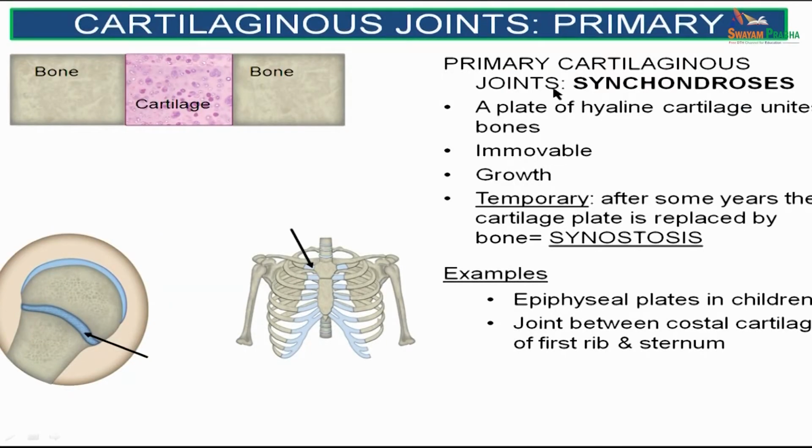So, the primary cartilage joint or the synchondrosis, in which we have two bones joined by a plate of cartilage. These joints are immovable, they allow growth and they are temporary. That means, after some years the cartilage plate is replaced by bone. This procedure in which the cartilage plate is replaced by bone is called synostosis. Examples: the epiphyseal plates seen in small children between the ends of long bones. This is an example of primary cartilage joint, and also the joint between costal cartilage of first rib and sternum.